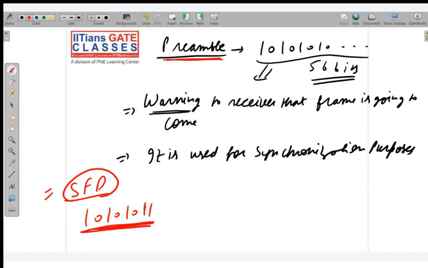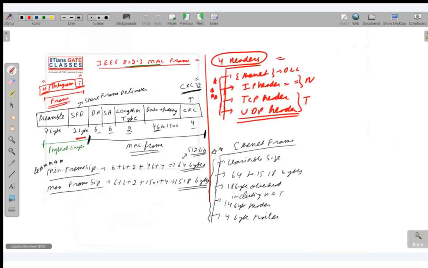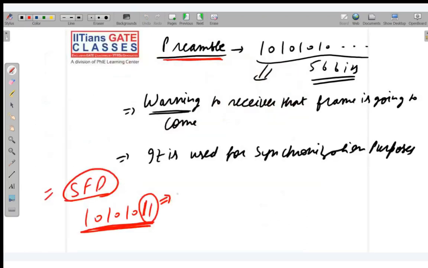The last two ones mean that the next field which is going to come is your destination address. That means your MAC frame is coming now. So SFD, you can write this in one line: last warning to receiver that frame is going to arrive.